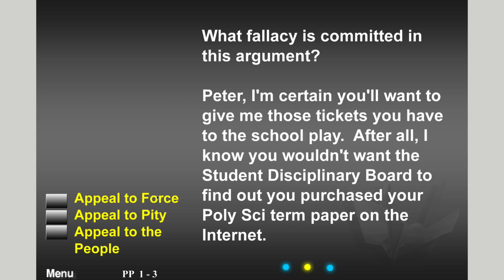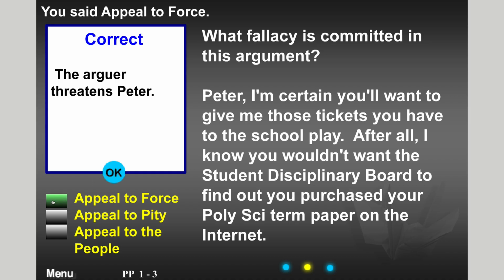What fallacy is committed in this argument? Peter, certain you'll want to give me those tickets you have to the school play. After all, I know you don't want the student disciplinary board to find out you purchased your poli-sci term paper on the internet. Well, there's nothing discussed about how poor Peter, or the person receiving the tickets, is going through some sort of adversity, so it's not an appeal to pity. And there's no discussion about everybody else doing it. No, it's a threat, and so it's an appeal to force.